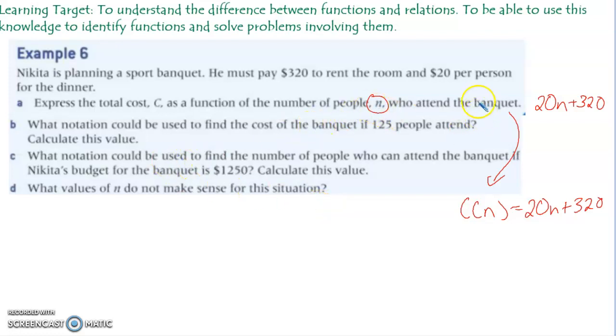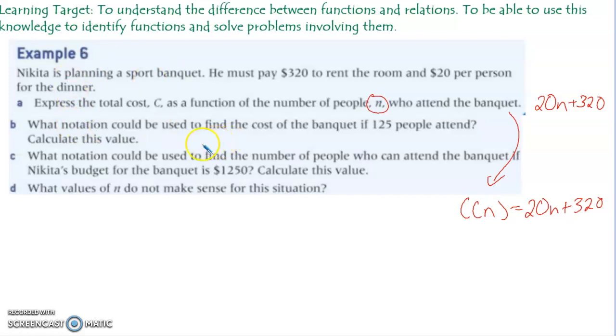Okay, so we had just finished off with A. We decided it was C of n is equal to 20n plus 320. So make sure you're being conscientious of the variables that are presented in the question. Do not create your own. There typically will be variables mentioned.